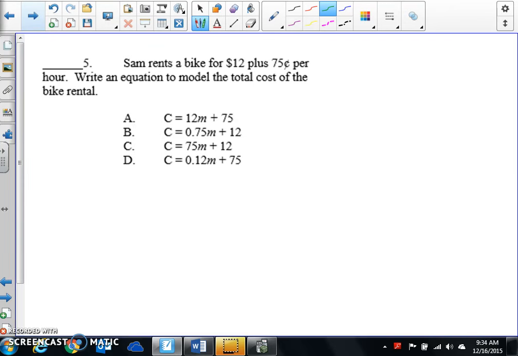All right, Sam rents a bike for $12 plus 75 cents per hour. Write an equation to model the cost of the bike rental. All right, so $12 is what he immediately puts down. It's not going to change anything, right? He's got to give the $12. So immediately $12 is there. But then it says plus 75 cents per hour. So I don't know how many hours he's going to be renting.